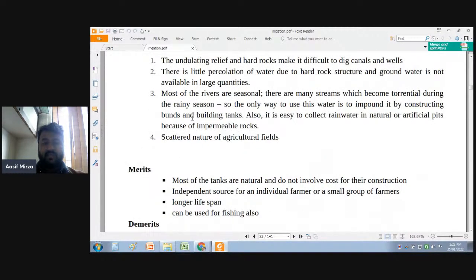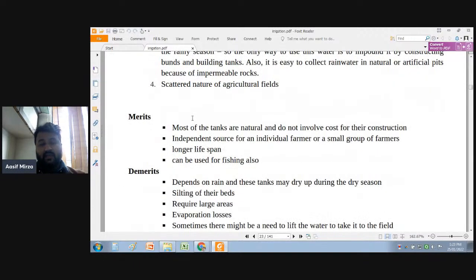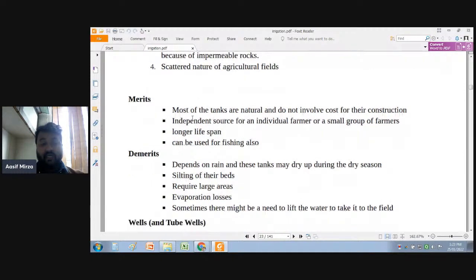In the merits, most of the tanks are natural and do not involve the cost of construction. They are independent sources for individual farmers or small groups of farmers, and this type of tank has a longer lifespan and can be used for fishing also. In the demerits, these tanks depend on the rains and may dry up during the dry season. Silting of their beds, the requirement of a large area, evaporation losses, and sometimes the need to lift the water to take it to the field. So these are a few demerits over the merits.